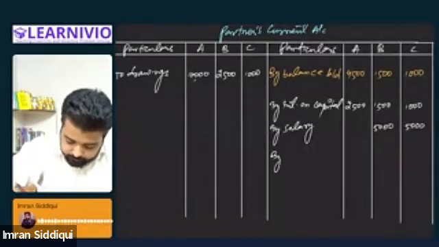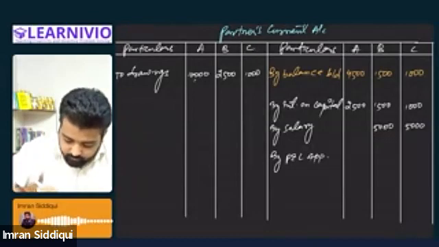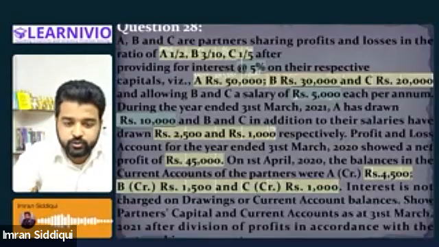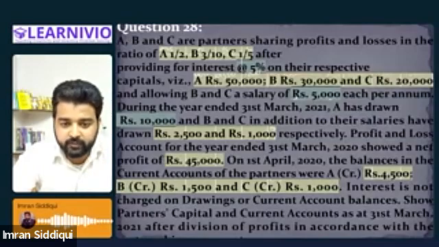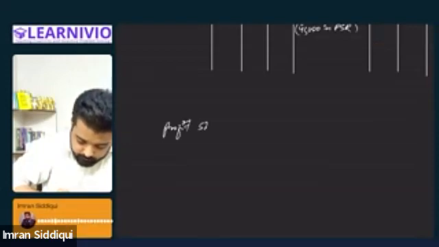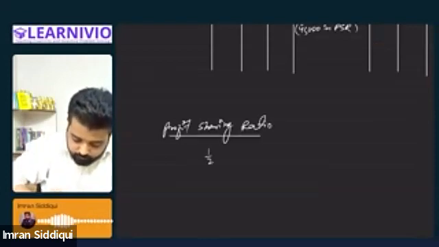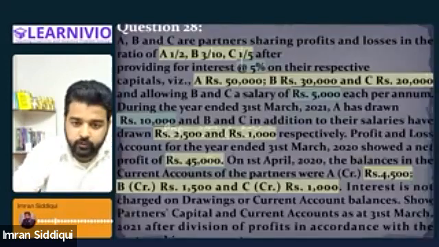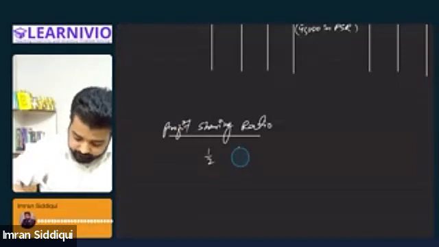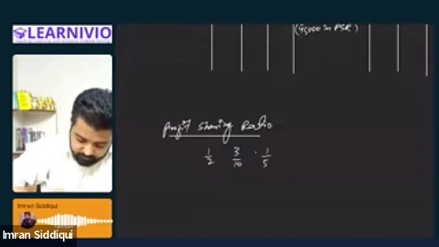So by the profit and loss appropriation account, we'll be distributing 45,000 among all the partners in the profit sharing ratio, right? And the profit sharing ratio given in the question is 1/2, 3/10, and 1/5. This is the profit sharing ratio of the partners.